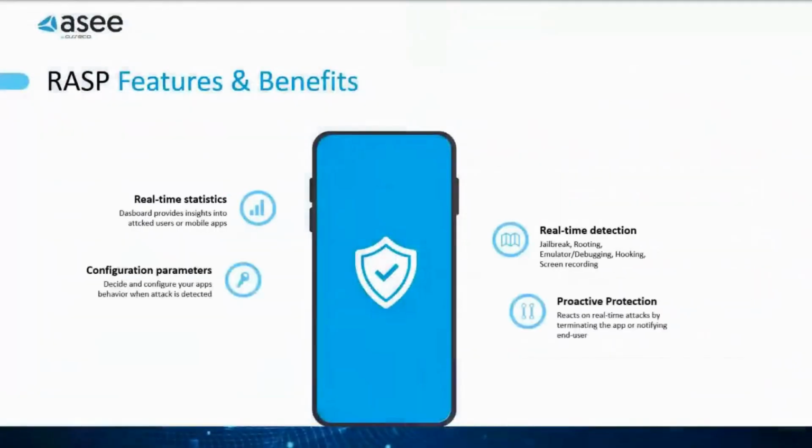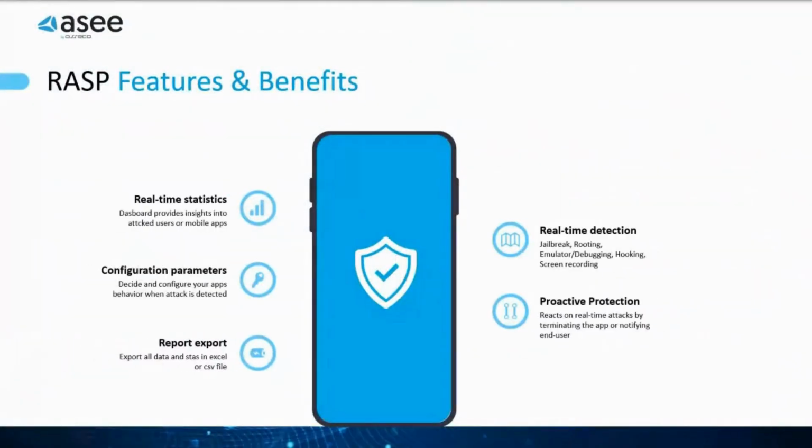Some main benefits of RASP are, definitely, real-time statistics. With RASP, with an SDK, there is a dashboard available that provides insight into attackers, users, or mobile apps. Also, the client can decide how to configure apps to react, what the app's behavior will be, and what will happen when an attack is detected. Also, there is a report available on the dashboard, and a client can export all the data as stats in an Excel or CSV file as well.